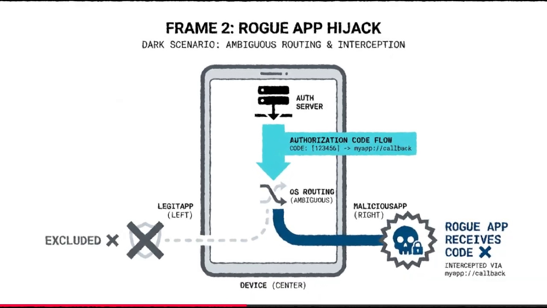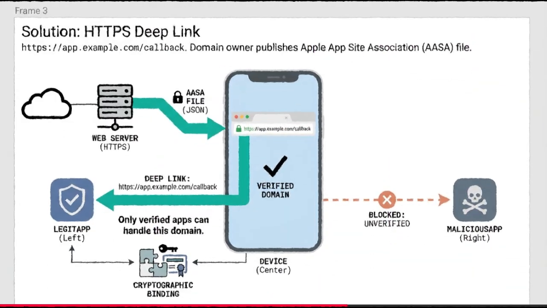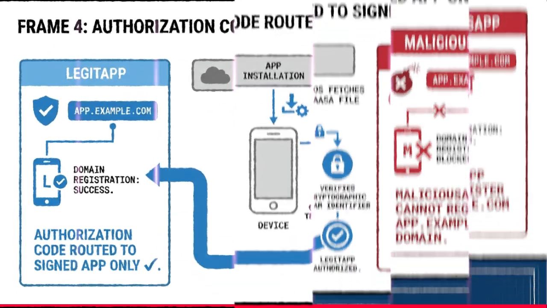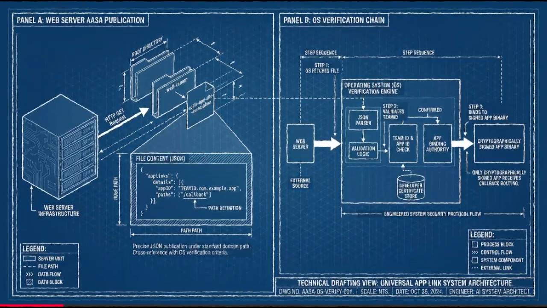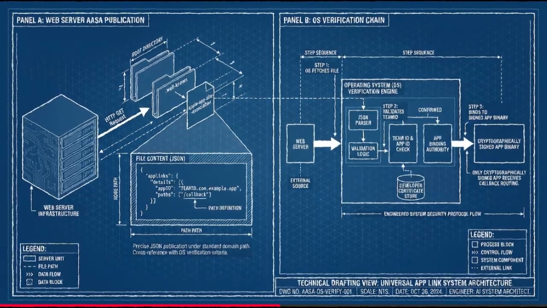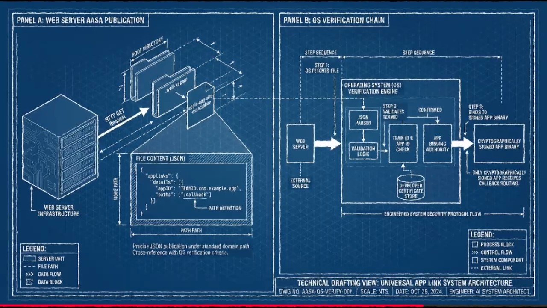And the modern solution? The solution is a mandatory migration to verified deep links. This means utilizing Apple Universal Links on iOS and Android App Links on Google platforms. Meaning they drop the custom schemes entirely? Yes. These mechanisms abandon custom schemes and use standard HTTPS URLs. They require the domain owner to publish a cryptographic verification file, such as the Apple App Site Association file, directly on their web server. So the OS verifies the domain ownership.